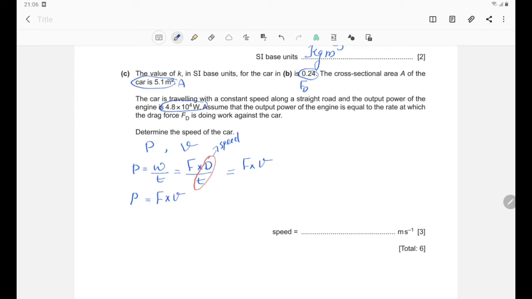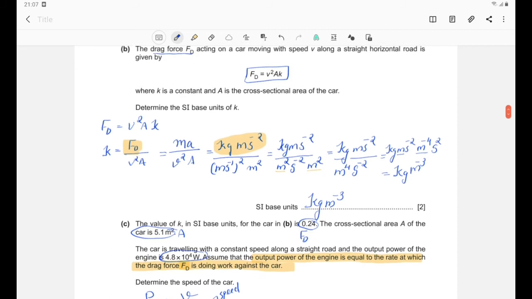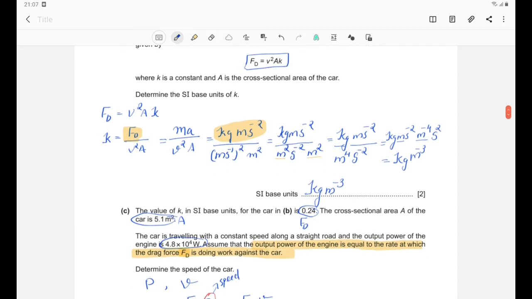Now you have to find out velocity. So you can rearrange the equation so that you will get velocity is nothing but power over force. But in this question they have mentioned, assume that the output power of the engine is equal to the rate at which the drag force Ft is doing work against the car. So you can consider the force exerted by the engine will be equal to the drag force Ft. And we already have another equation of drag force Ft which is given in first part, that is Ft is equal to V square times Ak.